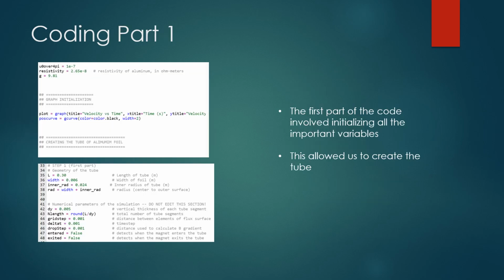This is my initial code of just initializing the variables, such as the mass of the tube, the length of the tube, as well as delta T, gravity, and resistivity. That's all this first part of the code was. It allowed us to create the tube.